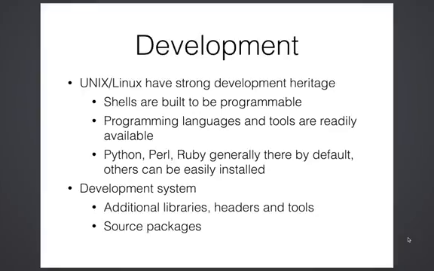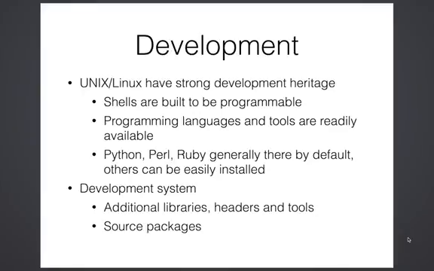And on Linux and Unix systems, besides the shell, many programming languages and tools are readily available. Things like Python, Perl, and Ruby are generally, if you do a default installation of a Linux distribution, you're going to have those tools probably installed by default, unless you're picking a very minimal install. Some other tools may not be there by default. You may not have a C compiler or Java installed by default, but they're readily available and easily installed. So pretty much any kind of tool you need, any kind of programming you want to do is going to be readily available for you.